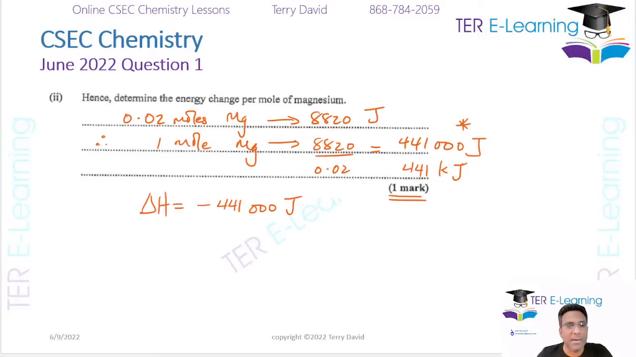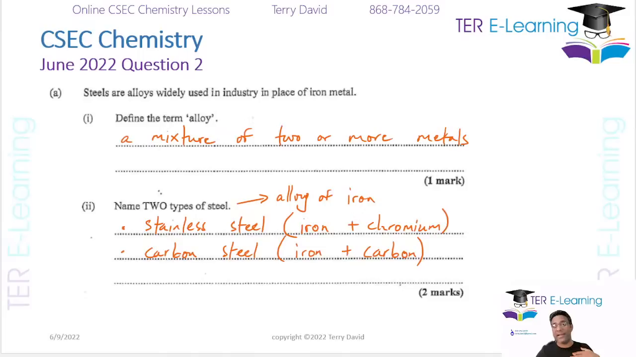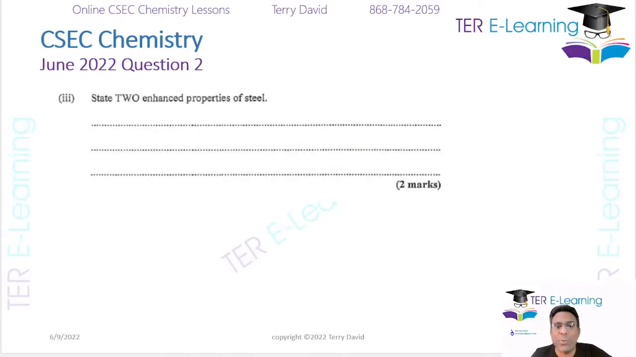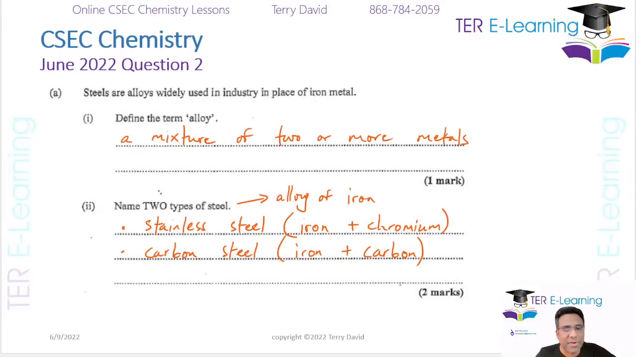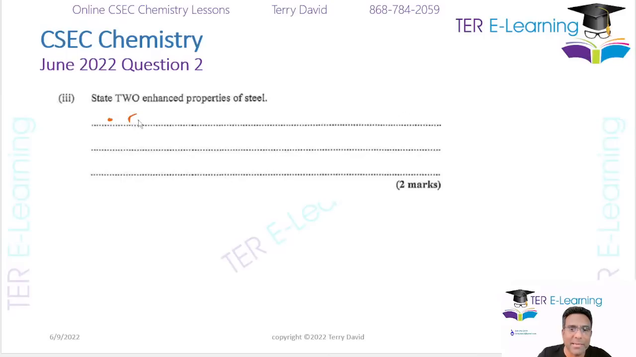All right, back to this. This is what I would have said here. The next thing: state two enhanced properties of steel. I would go back to my examples, and from there I can say something about it. The enhanced properties are that it is a little more resistant to corrosion, when comparing it to pure iron, and the next one is that it is stronger. That's why we use steel in the manufacture of cars and in the manufacture of buildings. That's what we're using steel for.